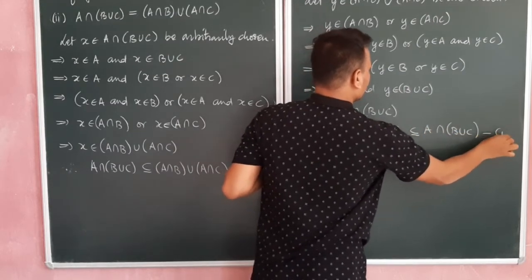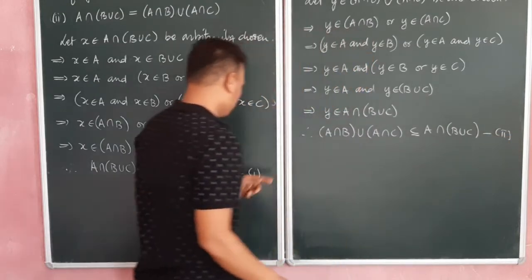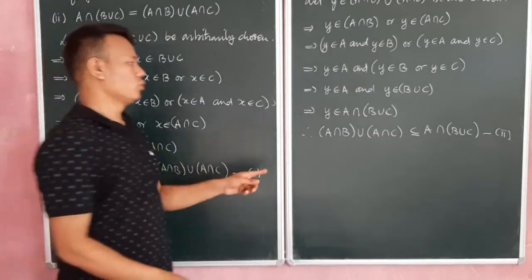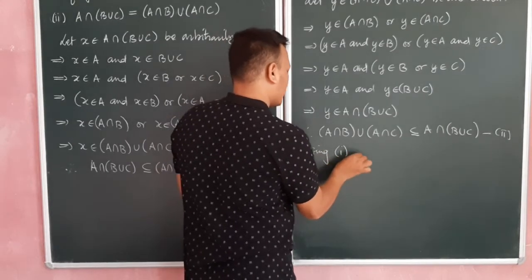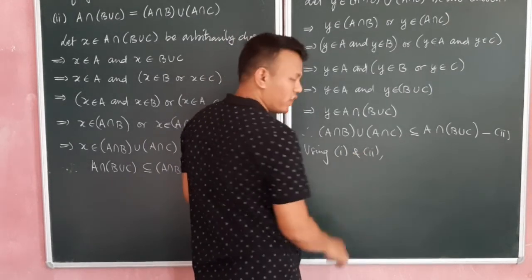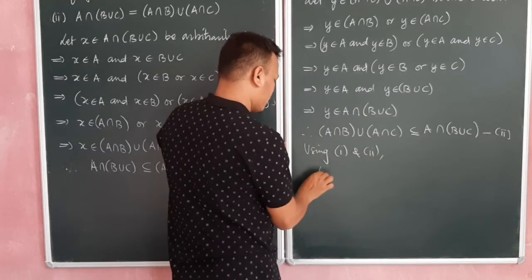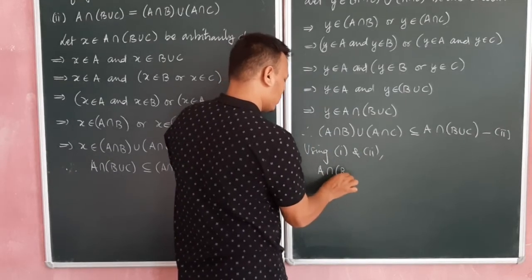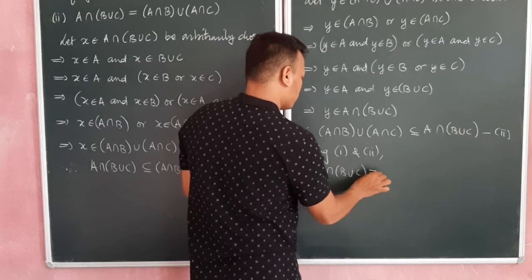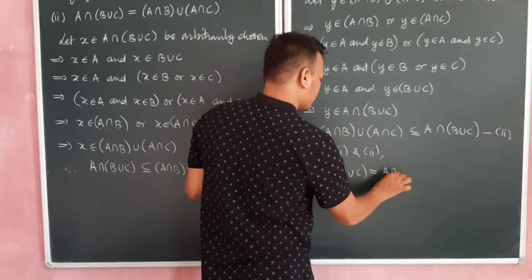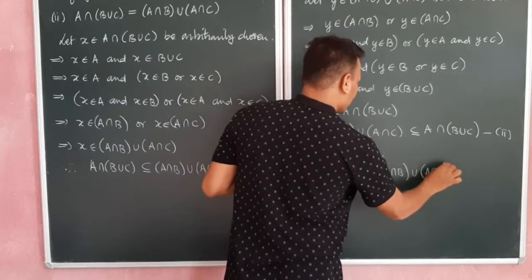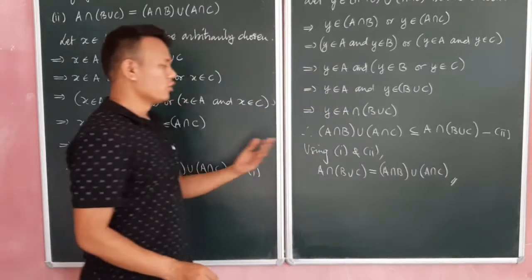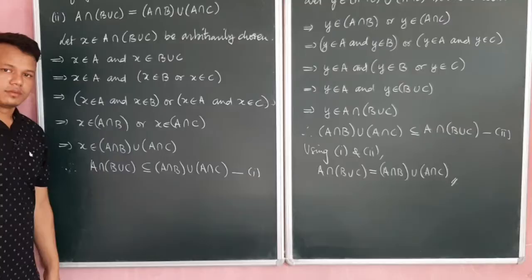So let me call this equation 2. Alright, so if you see, using 1 and 2, we have A intersection with B union C equals A intersection B union A intersection C. So that's what we needed to prove here. So pause the video and note it down.